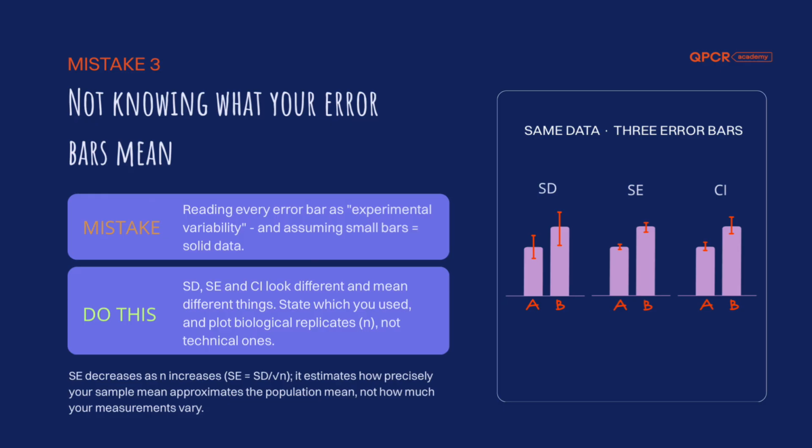In short, SD describes your data's spread, standard error and CI describe your confidence in the mean. The same numbers can produce 3 very different-looking bars, so always state which one you're plotting, and use biological replicates as your true N, not technical ones.